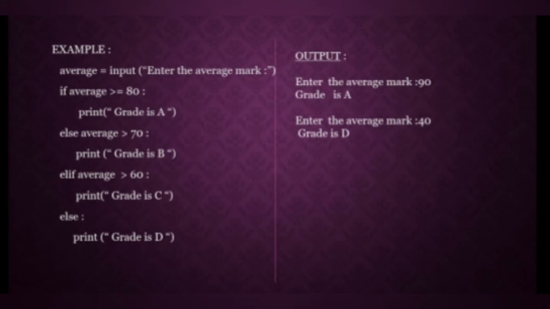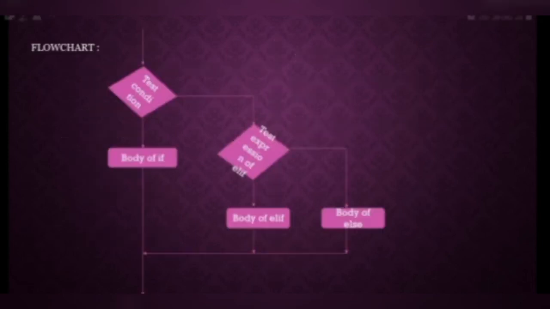If we enter the mark 90, the grade is A, because the test expression in the if statement is true. So the if statement is executed, average greater than or equal to 80, and the program will print "Grade is A".